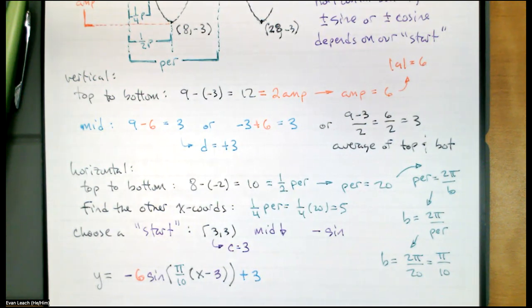The horizontal shift will be the x coordinate of whatever point you chose to be your starting point. The x. We couldn't miss here because we have 3, 3. But for instruction purposes, we should say it's the x.